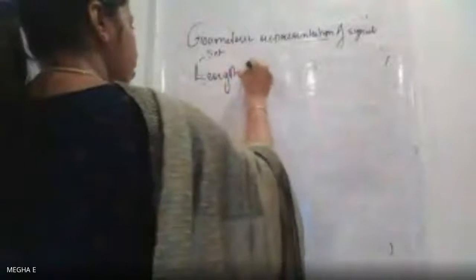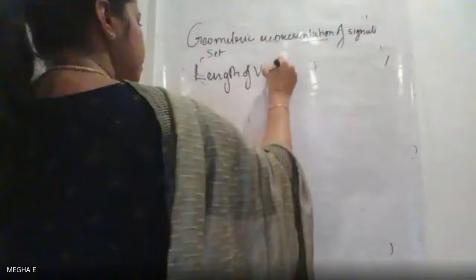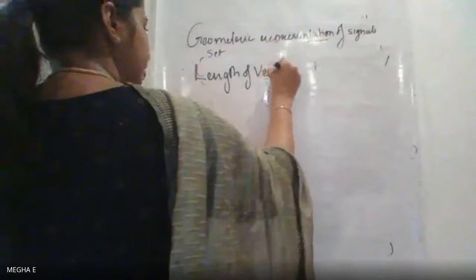Length of vectors. The length of the vector is nothing but a measure of the signal energy transmitted during the symbol duration 0 to t.